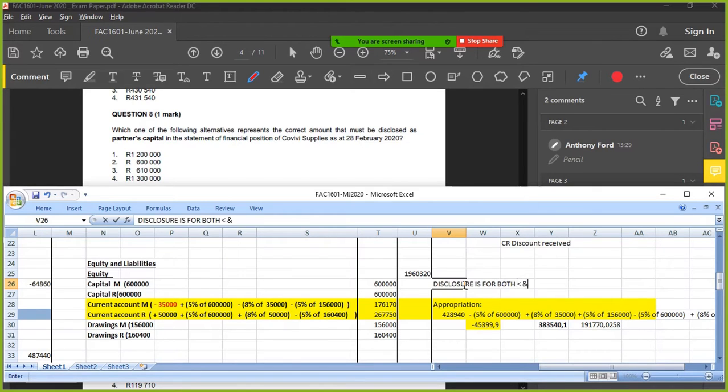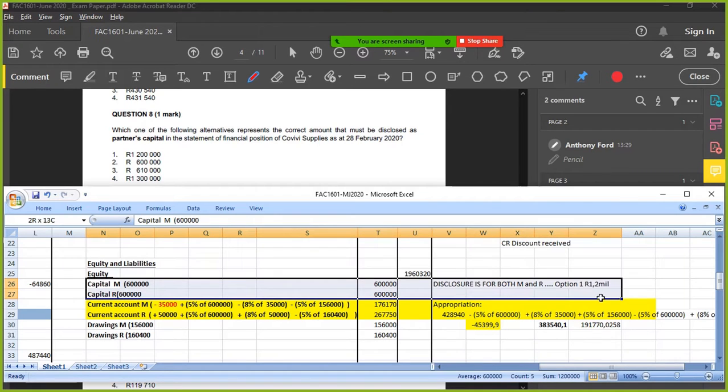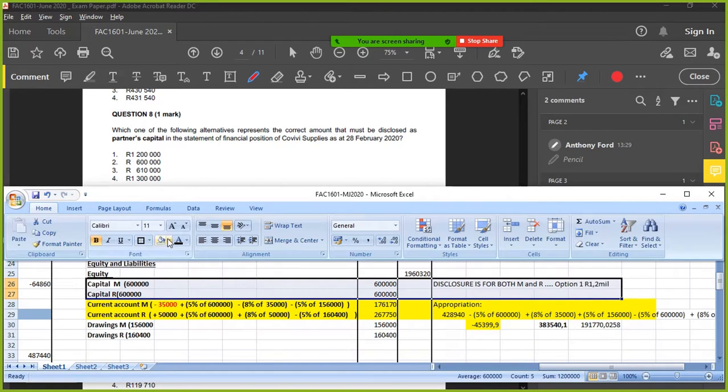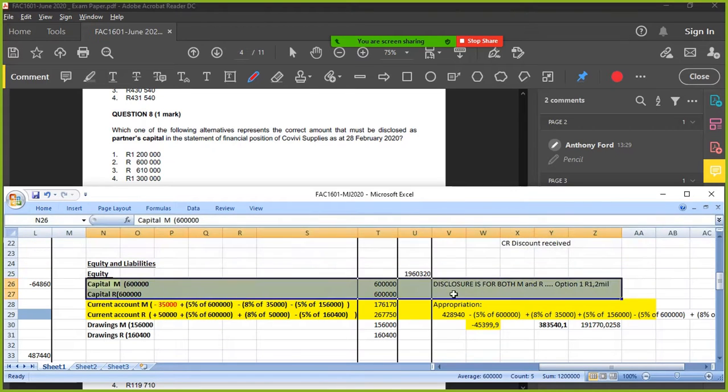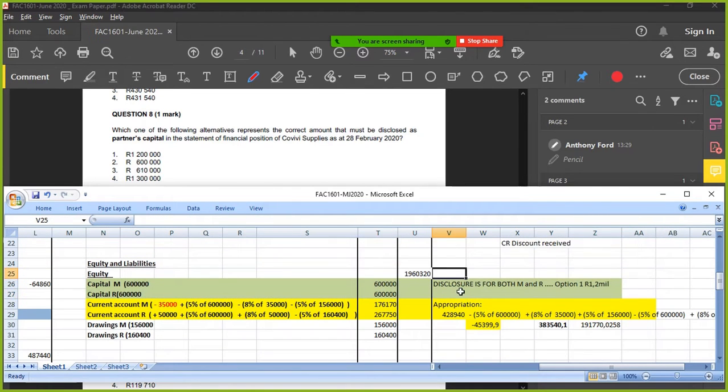M and R. Okay, so you will have option 1. Okay, 1.2 million. Does that make sense? Yes. Okay. What question was this? This is 8. Okay, question 8.